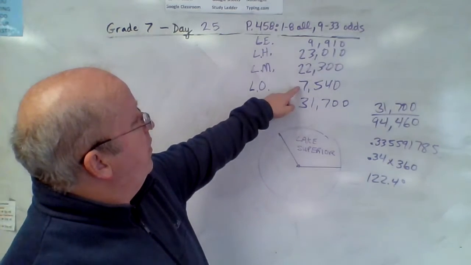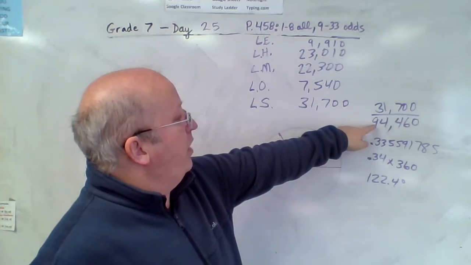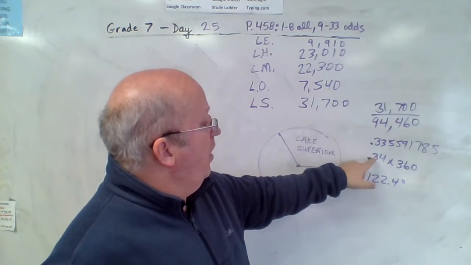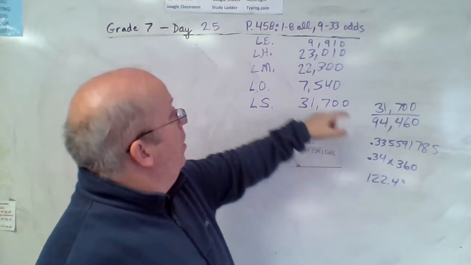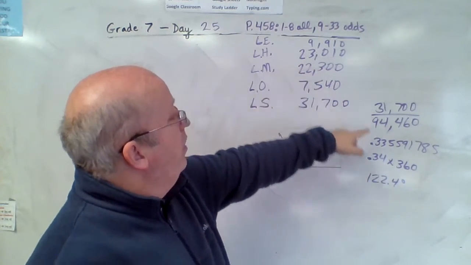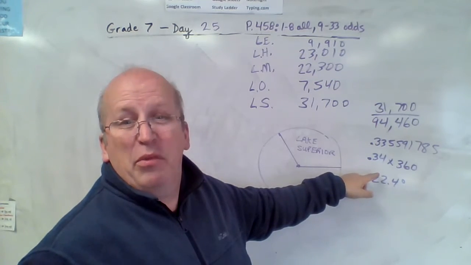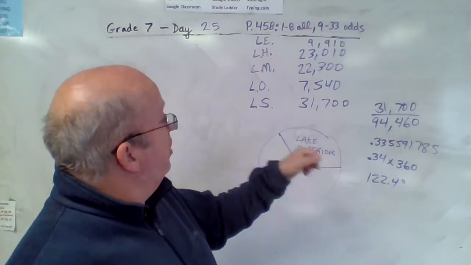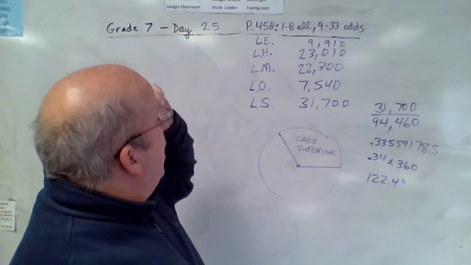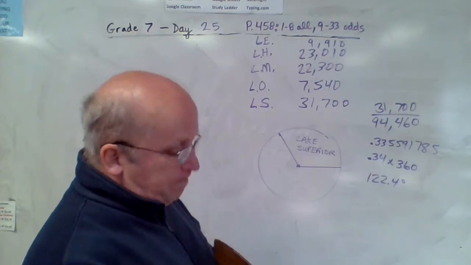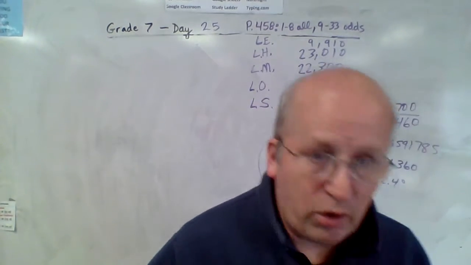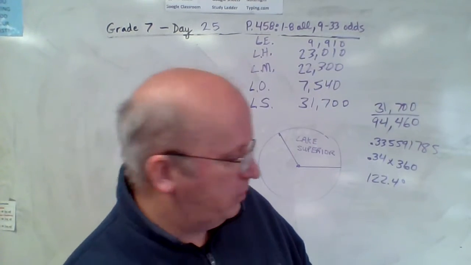We could put 7540 over the top of 94,460 and then multiply by 360. We could do 22,300 over the top of 94,460 and then multiply by 360 to get every single one of these pie sectors, so to speak. Okay? So that's how you could handle something like number 12.